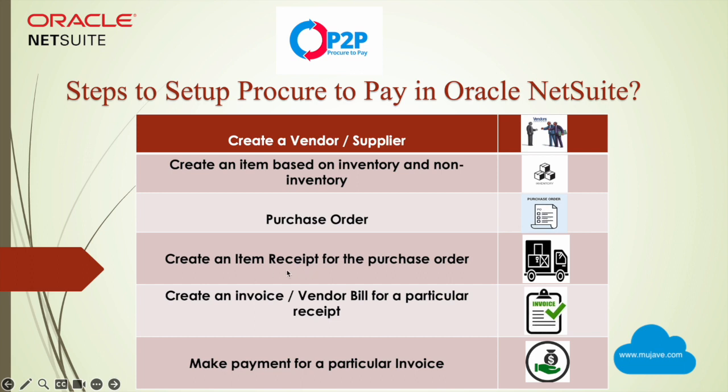After that, we need to create an item receipt once we received items. After creating the item receipt, we must post bill for that item receipt. And finally, we have to pay for that invoice or vendor bill. We can use both names interchangeably, either invoice or vendor bill.